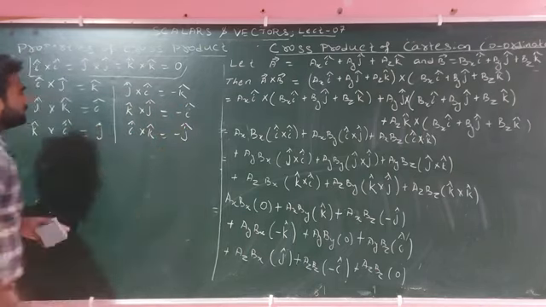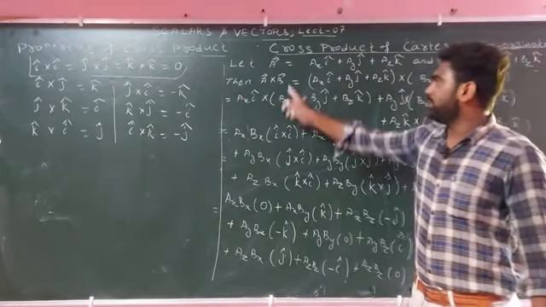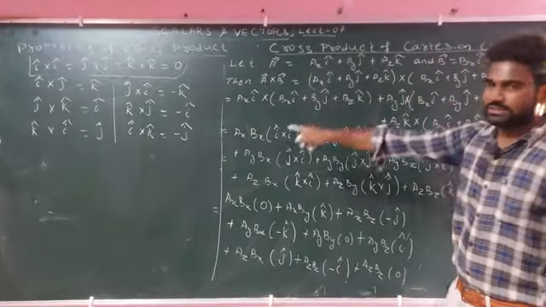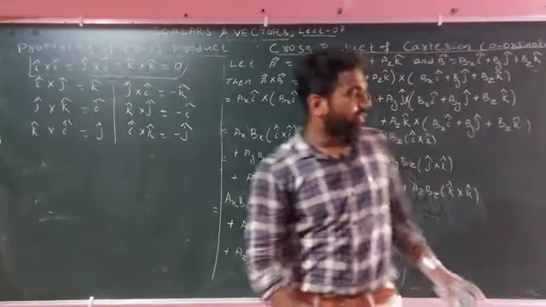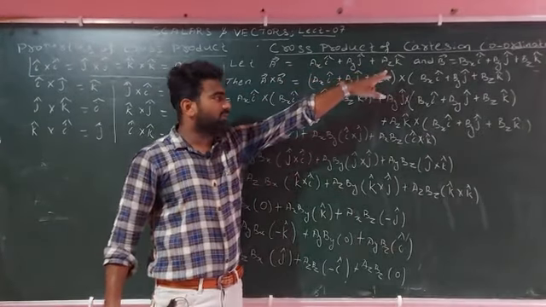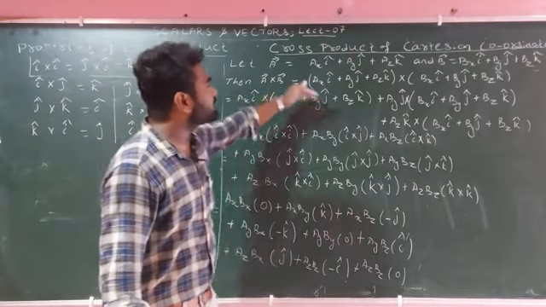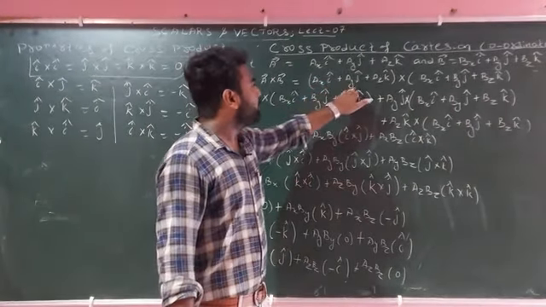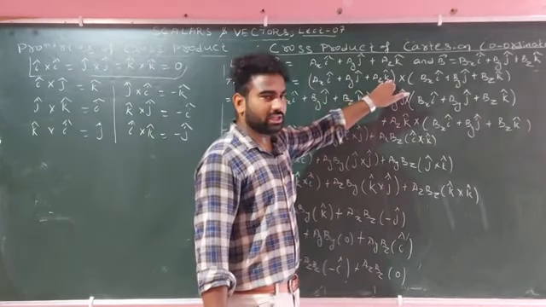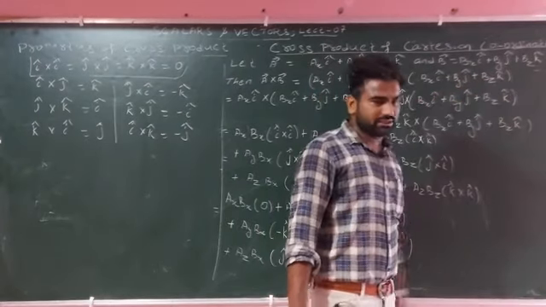Orthogonal means 90 degrees. Now we discuss the last property, that is the cross product in Cartesian coordinates. Consider two vectors, A vector and B vector, represented in a Cartesian coordinate system. A vector will be ax i cap plus ay j cap plus az k cap, and B vector will be similar. Then A cross B means ax i cap plus ay j cap plus az k cap cross bx i cap plus by j cap plus bz k cap.